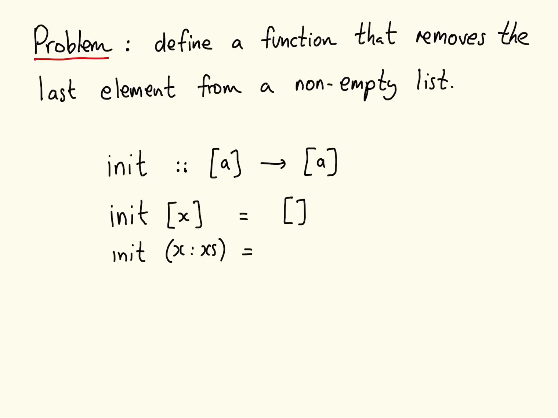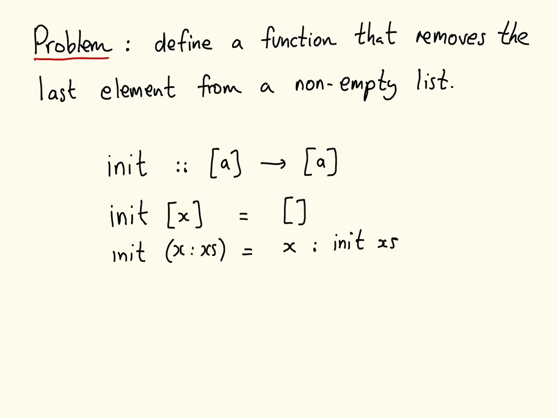If you have any other non-empty list, so you know that this list has got at least 2 things in it, because if it's got 1 thing in it, that's already been trapped by this case here. So if you've got a list with at least 2 things in, what you're going to do is you keep the first thing, and then you recursively call the init function on the remaining list.